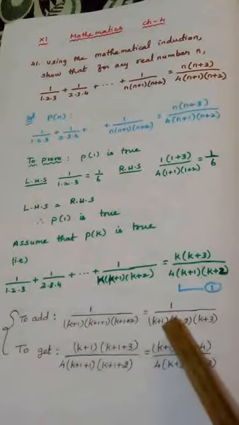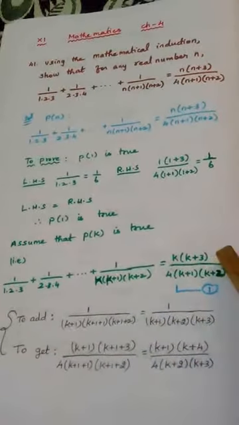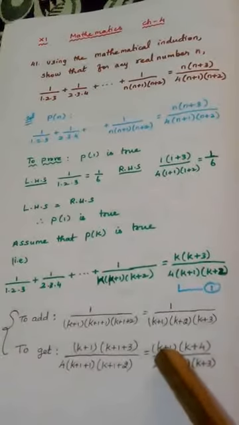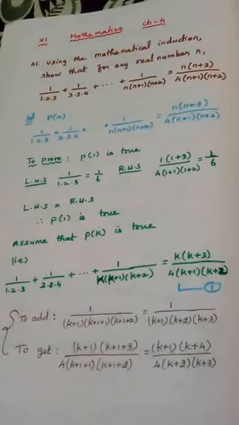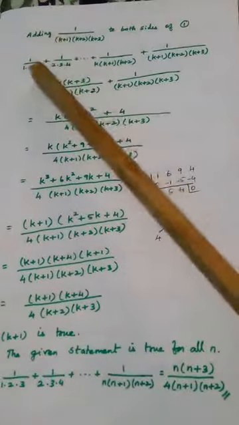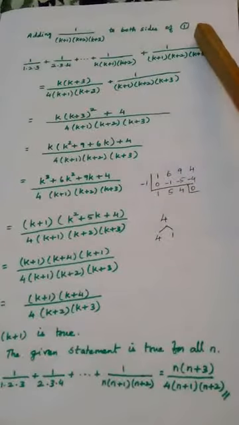So remember, what is the next step? Adding this to both sides of equation 1. When we simplify the RHS, we should get this as the answer. What is the answer? k plus 1, k plus 4 over 4 into k plus 2, k plus 3 we should get. So ultimately what is our next step? Adding this, which means 1 by k plus 1, k plus 2, k plus 3, to both sides of equation 1. So if you see, that is what we are writing: adding this term to both sides of equation 1.